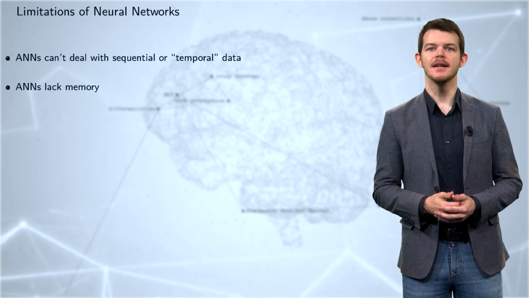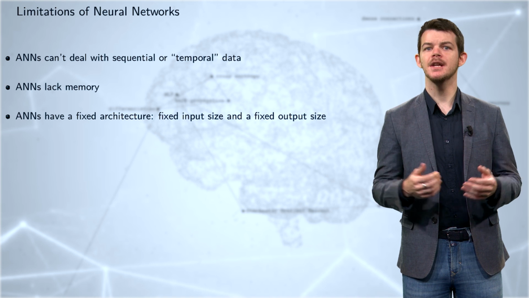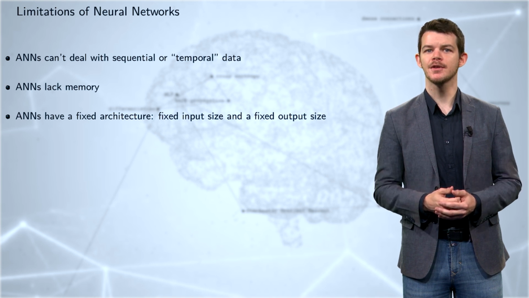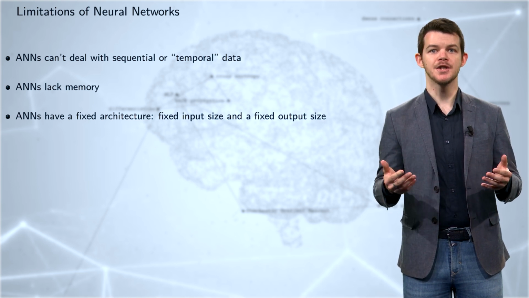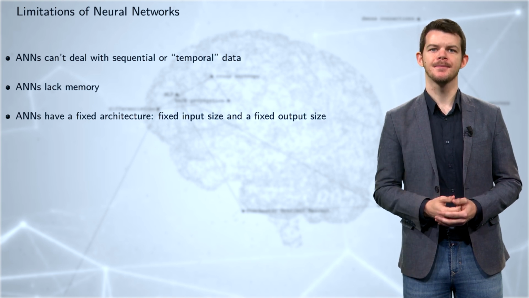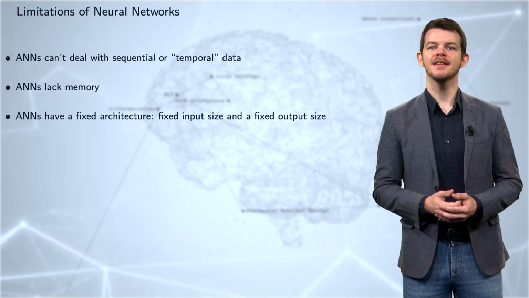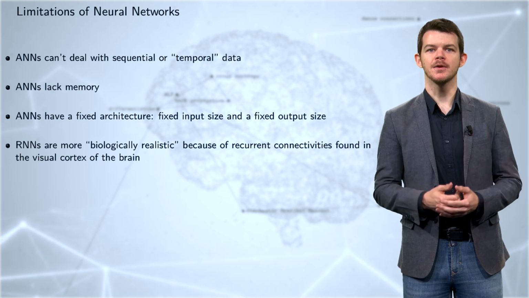Besides, ANNs have a fixed structure, which makes them not very well adapted to deal with data, inputs or outputs, of varying sizes. It is thus difficult to use them for translation, an application in which the length of the input-outputs vary drastically. There are reasons to believe that RNNs are more biologically realistic because of the recurrent connectivities found in the visual cortex of the brain.